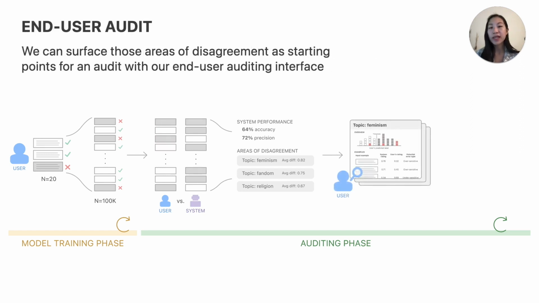From there, we can surface exactly those areas of disagreement in our end-user auditing interface. Users can dive into data visualizations and get a sense of the kinds of errors happening in this topic area, diving into examples of comments and gathering evidence of types of errors.